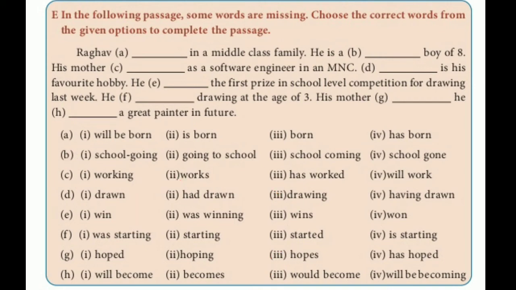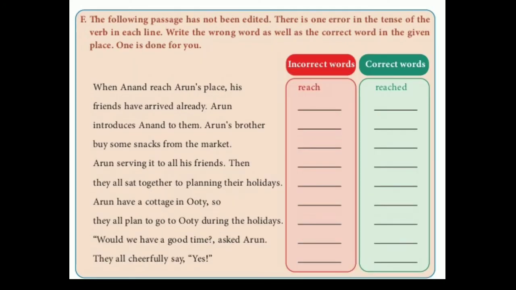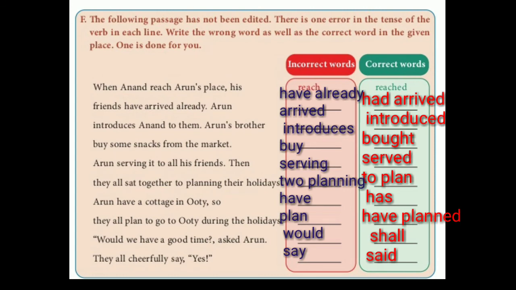Fine, children. Okay, moving on to F section. The following passage has not been edited. There is one error in tense of the verb in each line. Write the wrong word as well as right word in the given place. One is done for you. Here there is a passage. Every line there is a mistake. Edit it now. Write the wrong word in the red section and the correct word in the green section.